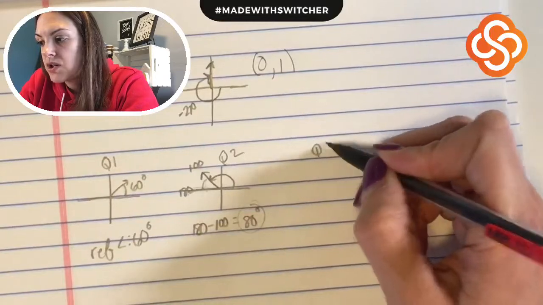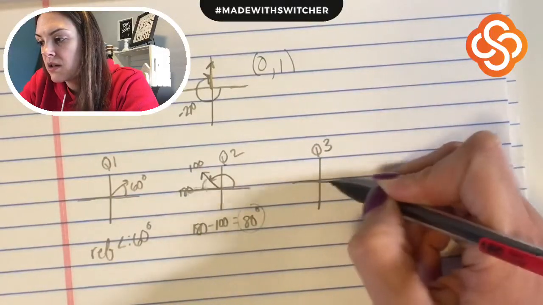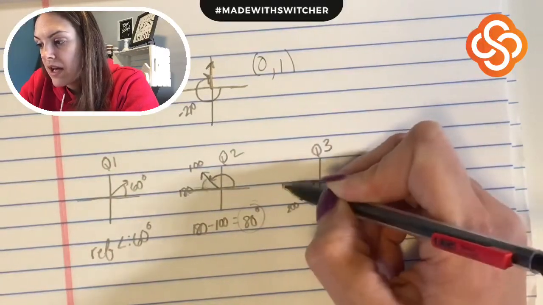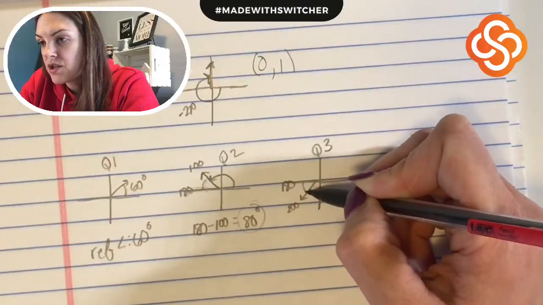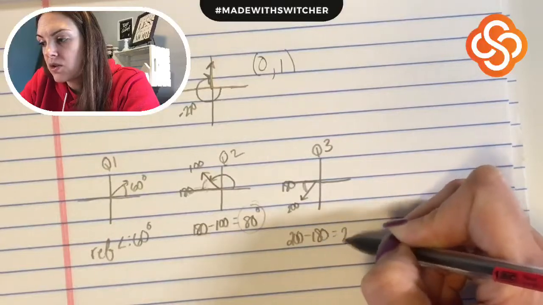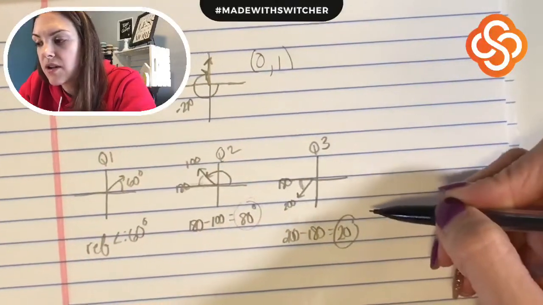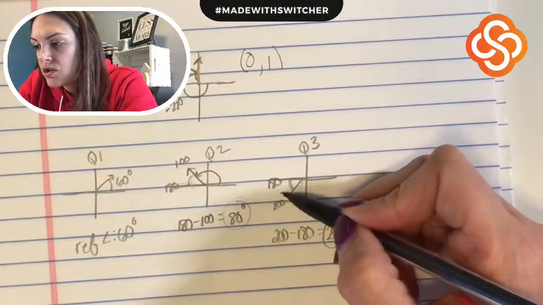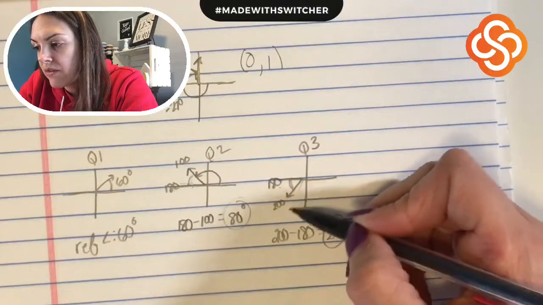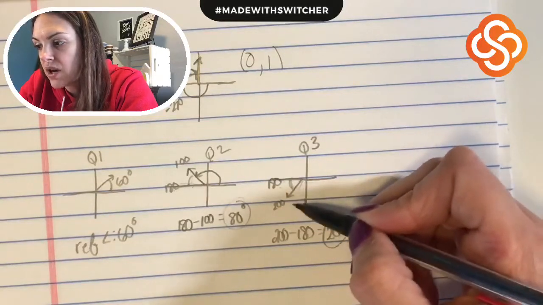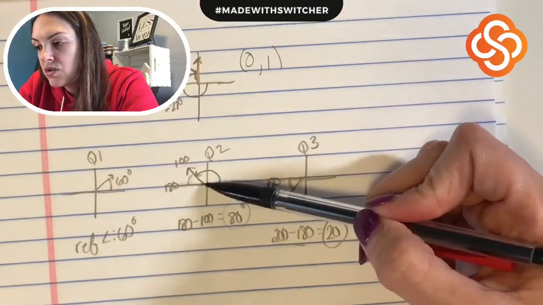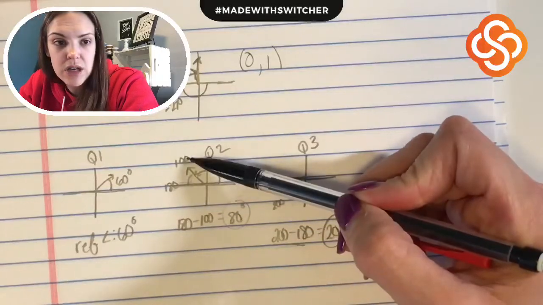When you're in quadrant 3, say this is 200, and this is 180. So this is your reference angle here, and you're going to do your angle minus 180, which is 20. So 20 would be your reference angle. And this goes for any reference angle in quadrant 3 that you're looking for. When you draw the ray in this quadrant, you're always going to take that degree and minus 180 from it. When it's in quadrant 2, you're always going to take 180 and minus the degree.